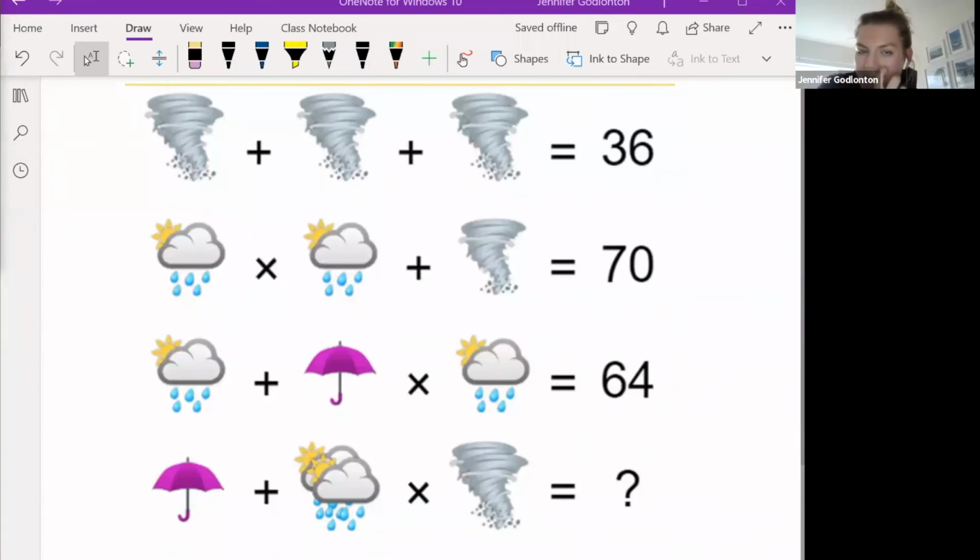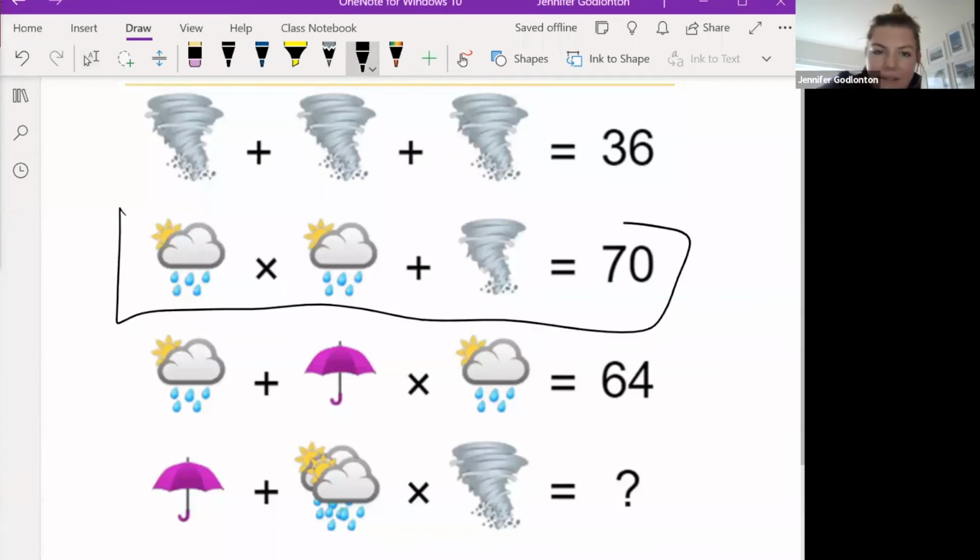Ma'am, I think for the second one, it's 2 times 30 plus this line 10 over here? Yes, it's 2 times 30 plus 10. No, no.